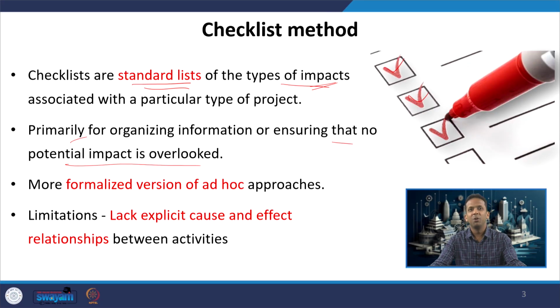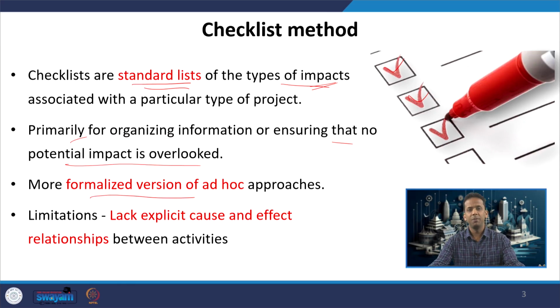Because we are talking about methods for EIA, and EIA is environmental impact assessment, the more emphasis is given on impacts. So, when we make this list of impacts, it is important that any important or likely impact of a project is not overlooked. It should be included. That is why this systematic organization of information in the form of a standard list is important, and it is a more formalized version of the ad hoc approach.